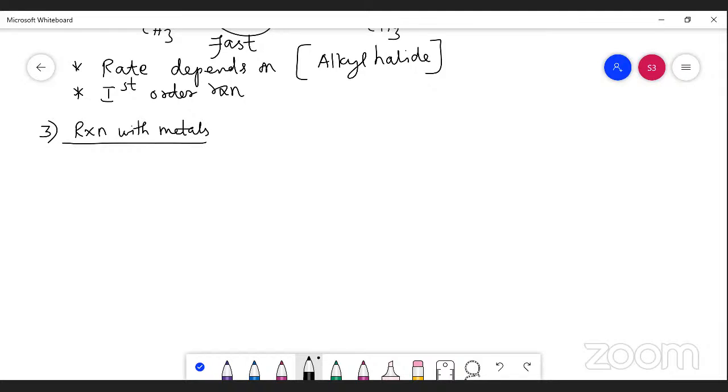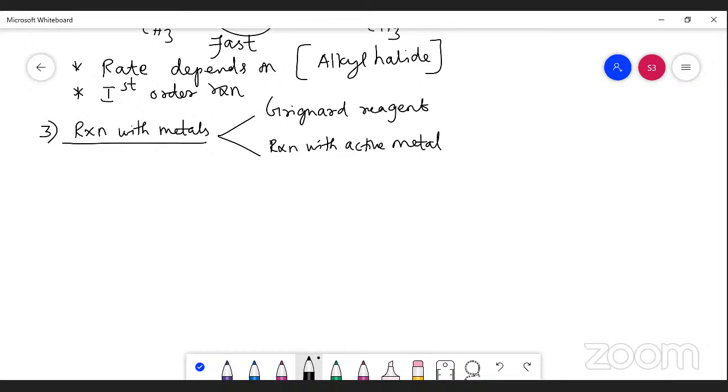In reaction with the metals, I am going to categorize this into two types. One is formation of a Grignard reagent. Is it okay? And the second one is reaction with the active metal. The Grignard reagent uses a less reactive metal; next we are going to see the more reactive metals.